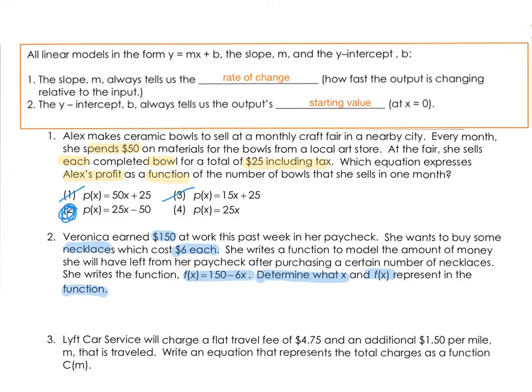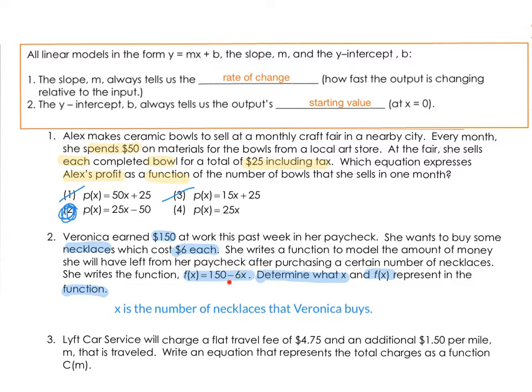Well, if I look at my equation, my function here, I can see that 6 is paired with the x, and $6 was the amount for the necklaces. So I think that the $6 is being multiplied by the number of necklaces. So x must stand for the number of necklaces. So I wrote that by saying x is the number of necklaces that Veronica buys.